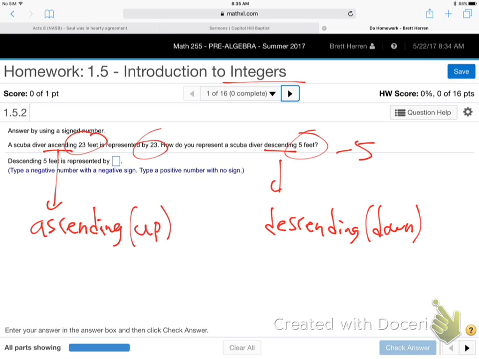They're going to start pointing out real life things that are negative, like when you're in debt, right? That's a negative amount of money. And when the temperature's below 0, those are negative temperatures. They're just going to point out real life negative things. So there's one there.